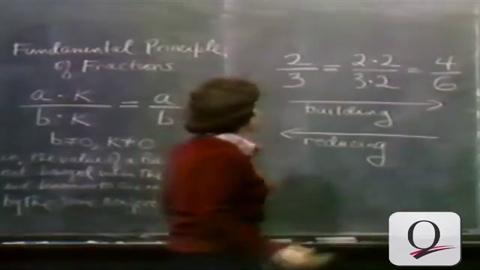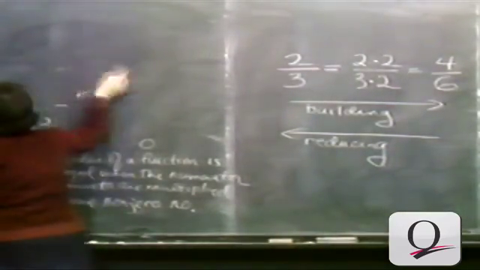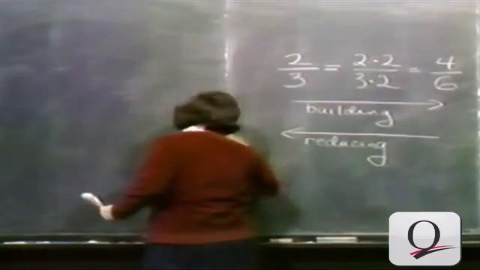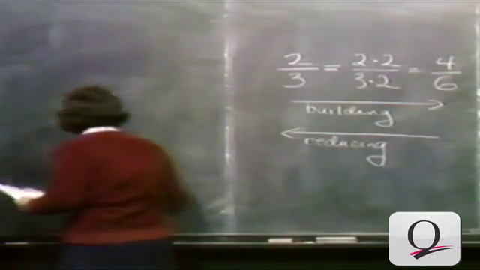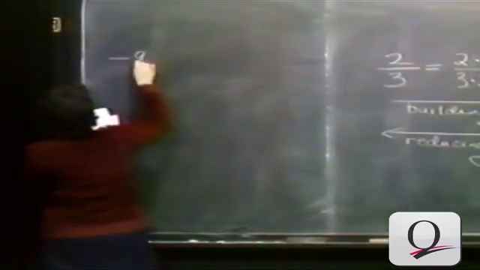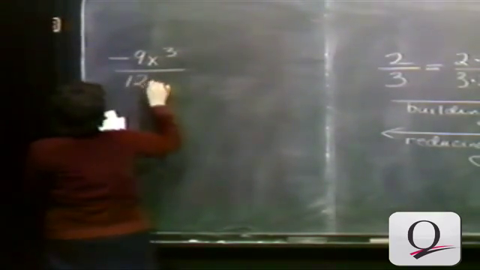Okay, now let's try reducing fractions to lowest terms when we're dealing with fractions that involve variables, not just constants. Okay, let's try this. Minus 9x cubed over 12x.